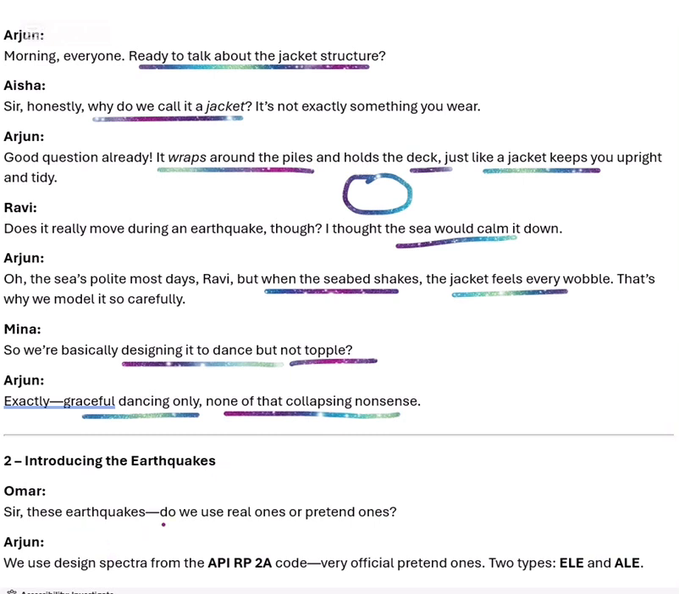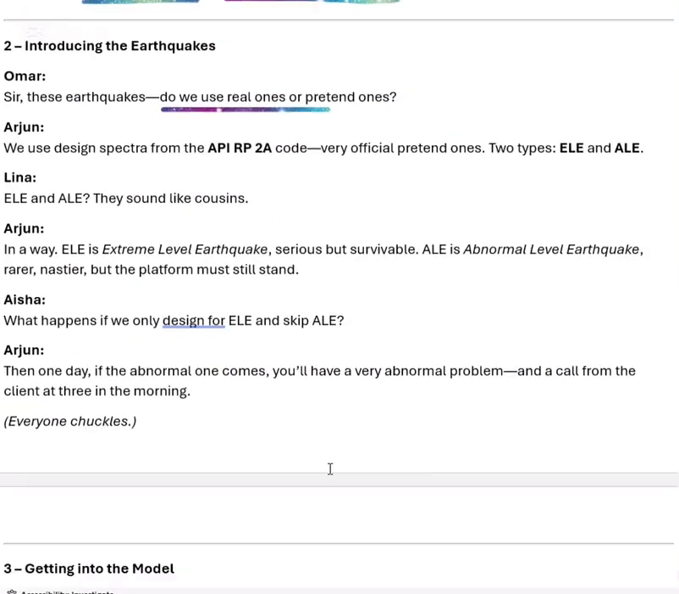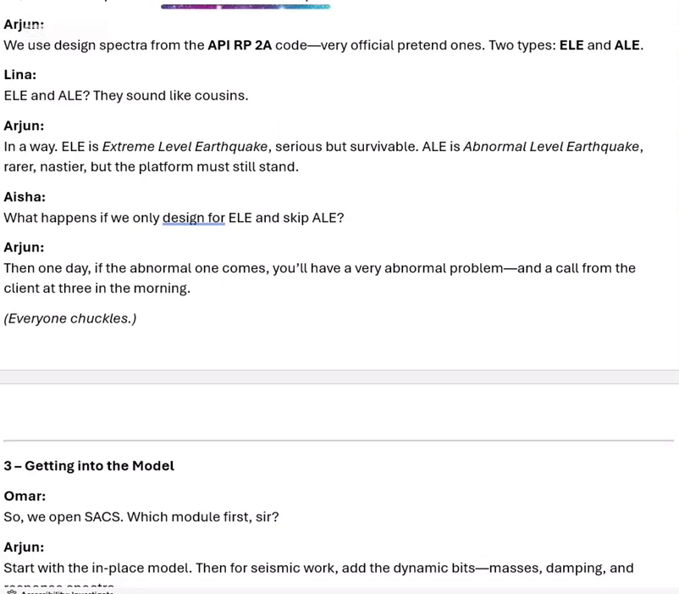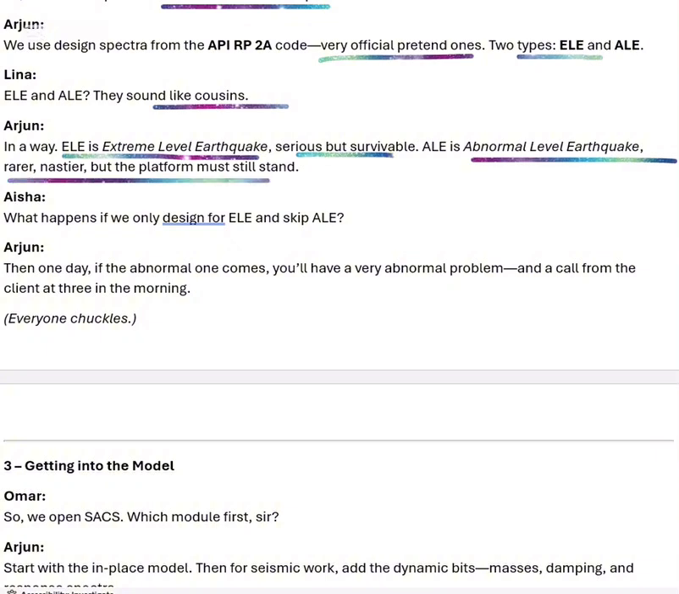So these earthquakes, do we use real ones or pretend ones? We use design spectra from API or a code. Very official pretend ones. Two types, ELE and ALE. They sound like cousins in a way. ELE is extreme level earthquake, serious but survivable. ALE is abnormal level earthquake, rarer, nastier, but the platform must still stand.